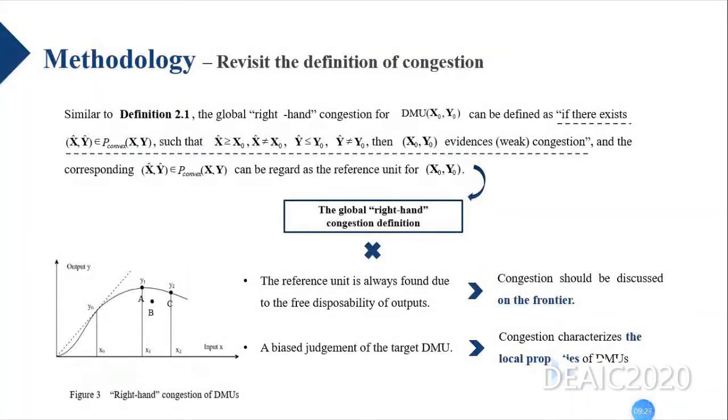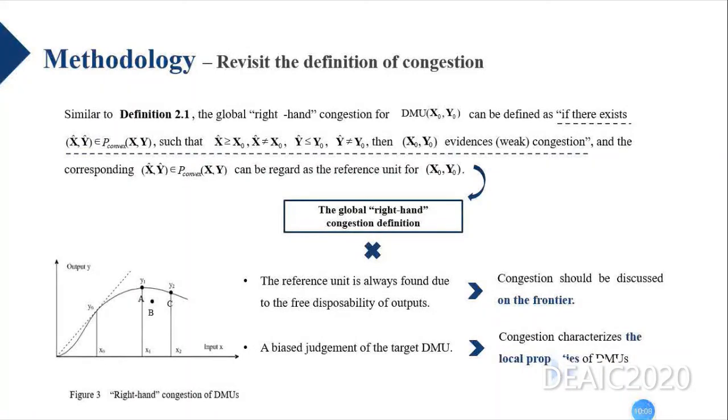In the following, we will explore the definitions and the properties of the right-hand congestion. Let us discuss whether it is feasible to define the right-hand congestion in a global way, similar to definitions 2.1. The global right-hand congestion can be defined as the underlying part, as we can see. However, these global definitions may bring the following two problems. We will explain these problems using Figure 3.